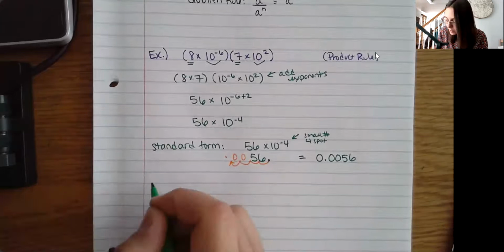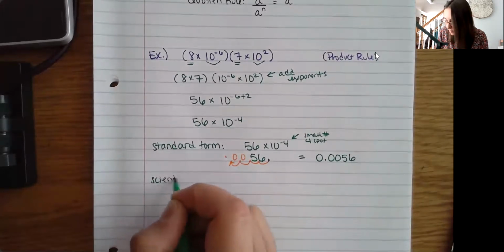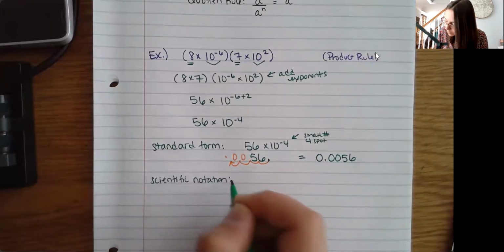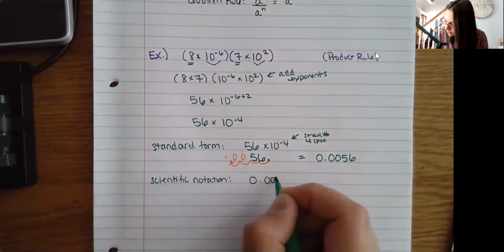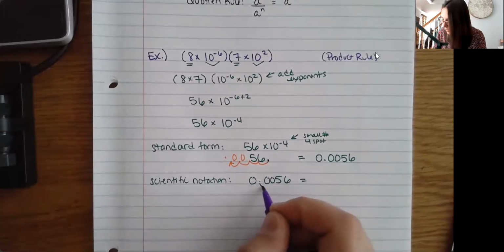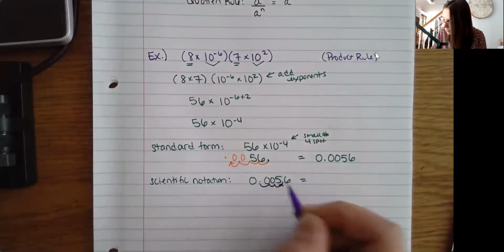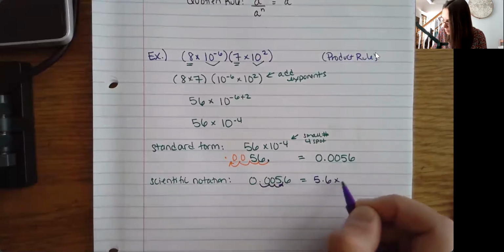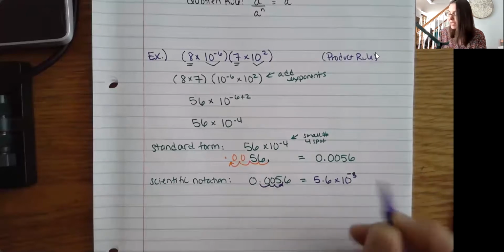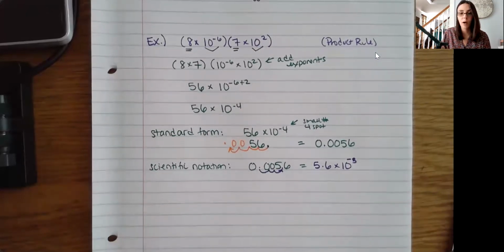And if you do want your answer in scientific notation, then we can just take our standard form and convert it back over. So when I move this back to create a number between 1 and 10, 5.6, I move it 1, 2, 3 places, and again, it's going to be a negative sign because that number is small.